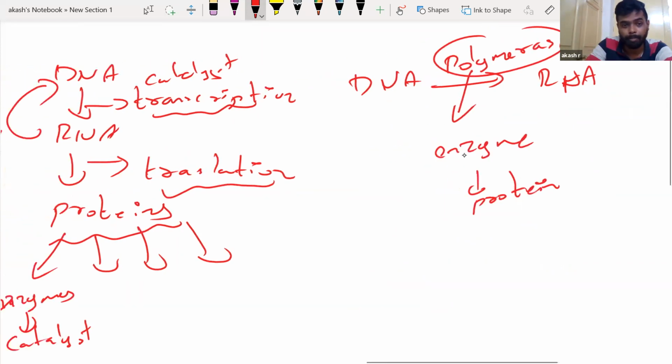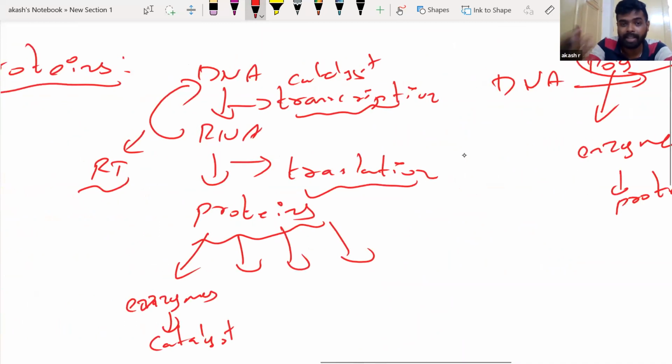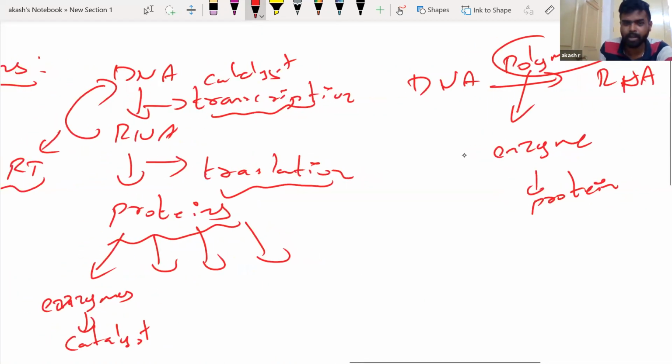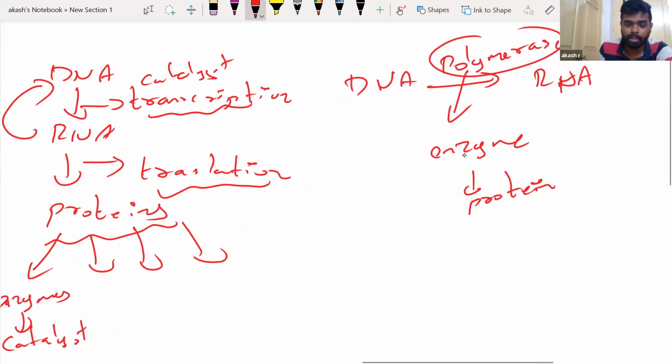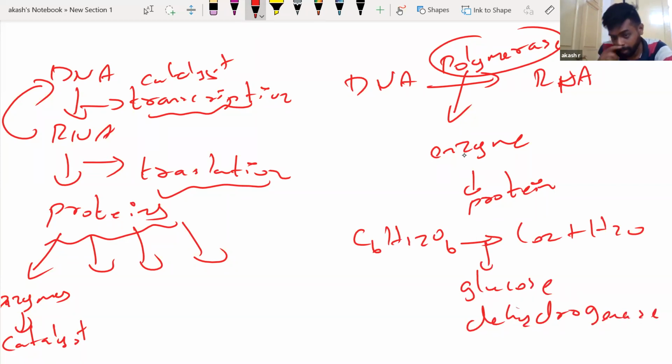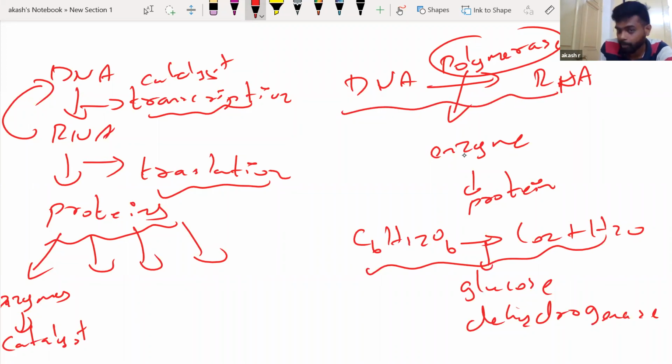So what do you understand? Proteins are formed, and those proteins themselves act as catalysts for some other reaction. Like this, there are so many things. For example, I will be able to convert your glucose C6H12O6 to carbon dioxide and water. Here, the enzyme used is glucose dehydrogenase. You don't have to remember anything, not the name polymerase, not the name dehydrogenase. All I'm trying to tell you is these are all normal chemical reactions happening in our body, and these reactions are catalyzed by biological catalysts, which are nothing but enzymes. And enzymes are nothing but proteins.